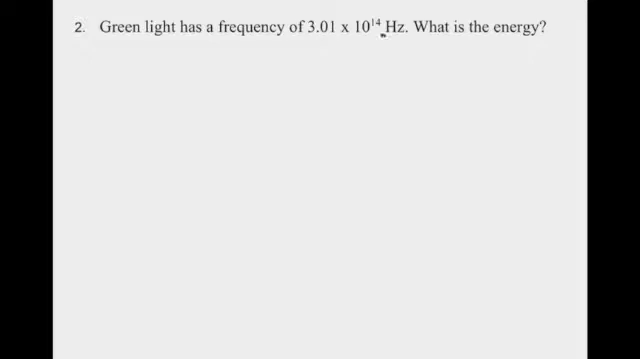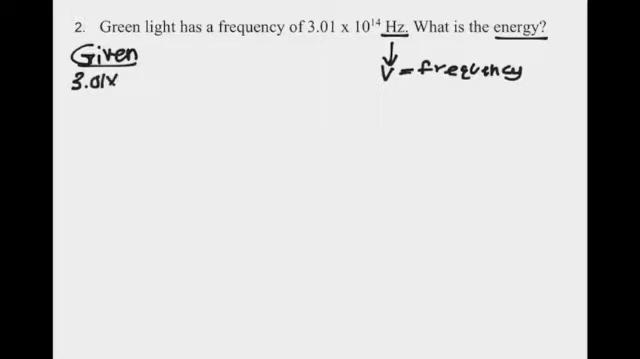Hello everyone, now I'm going to be showing you how to solve a question using E equals hv. So as you see, the question reads, green light has a frequency of 3.01 times 10 to the power of 14, and what we need to find is the energy itself. So as you see, v equals frequency. What's given to us is the frequency, 3.01 times 10 to the power of 14, which is the v. And what we want to find is the energy, E.